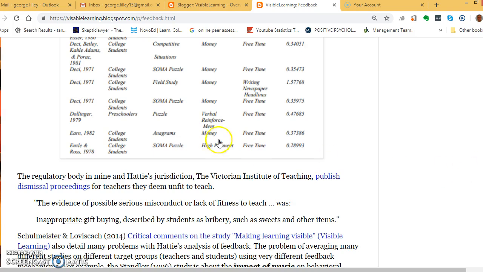It's quite interesting that given these chocolates as a reward system, the regulatory body in my jurisdiction, the Victorian Institute of Teaching, publish dismissal proceedings, and one poor teacher, one of the charges against him was inappropriate gift buying. The Institute described this as bribery. So it's interesting that teachers that give out these sorts of rewards can be charged with misconduct.